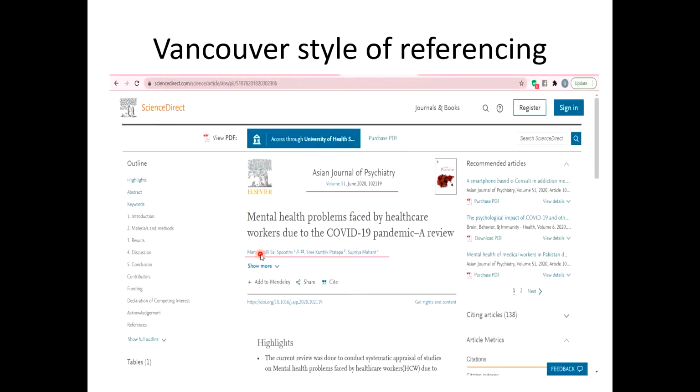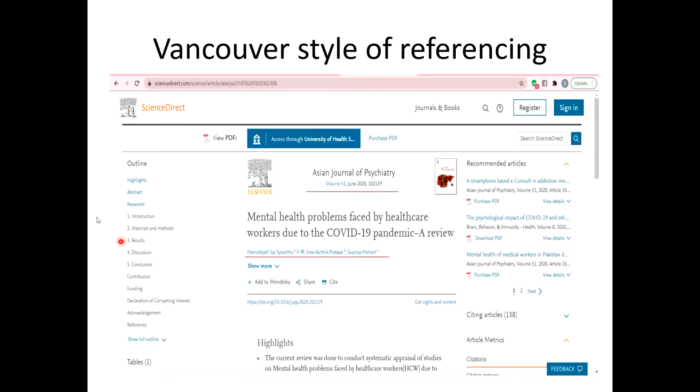For referencing, we have to opt for the Vancouver style of referencing, which is the requirement of the research report by the University of Health Sciences. And it is internationally accepted for journals as well.